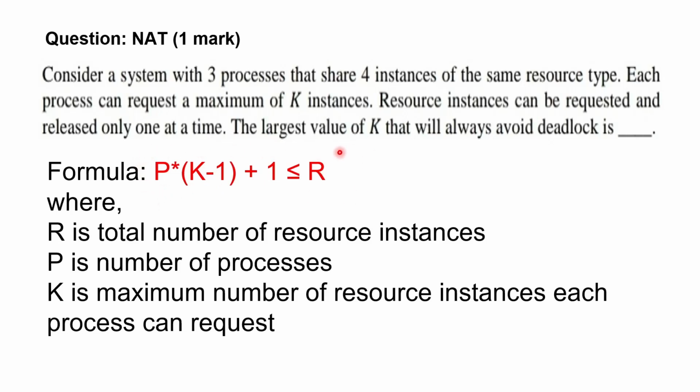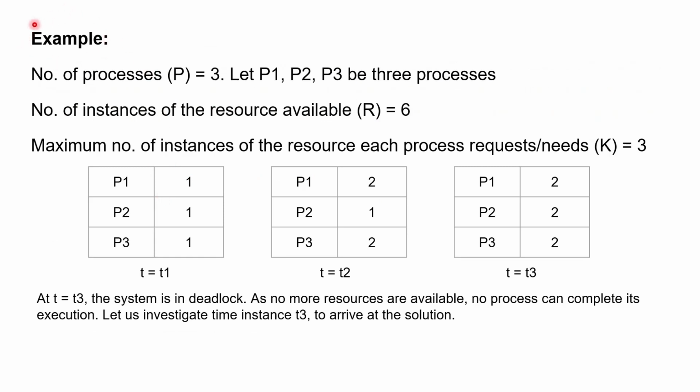But let us understand the intention behind solving this problem and how we can easily arrive at this result within seconds on the fly. So let us take a hypothetical scenario. Let us assume that we are given 3 processes, p = 3, p1, p2, p3, and let r = 6 be the number of instances of a particular resource available in the system. Also let k = 3 be the maximum number of instances of the resource each process requests or needs. So each process needs a maximum of 3 resource instances. Let us investigate 3 different time scenarios to understand the situation given in the question.